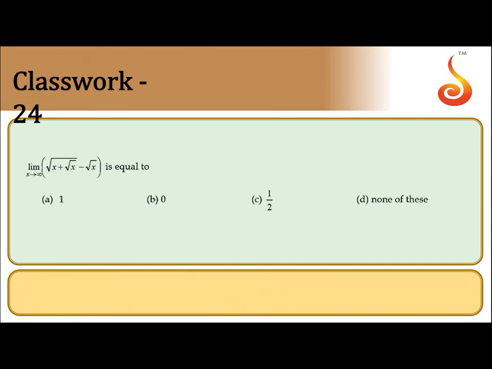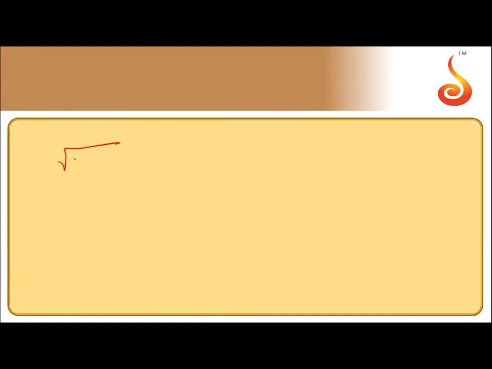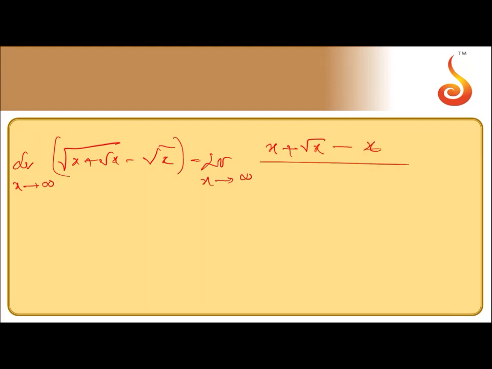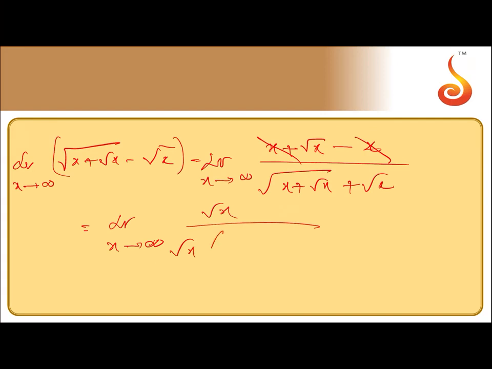Coming to the limit as x tends to infinity of square root of x plus root x, minus root x. Let me simplify this one by rationalizing it. This can be rationalized as limit x tends to infinity, x plus root x minus x, divided by square root of x plus root x plus root x. I think these two get cancelled.